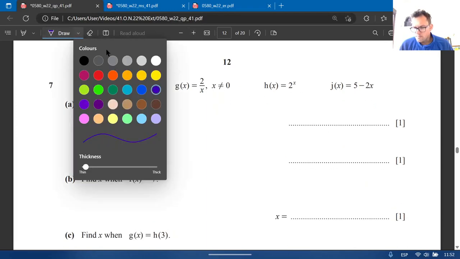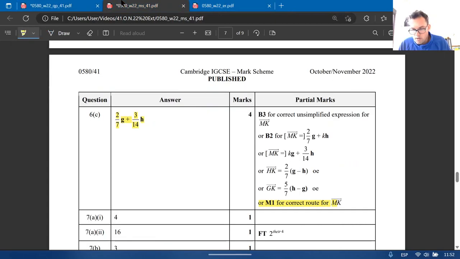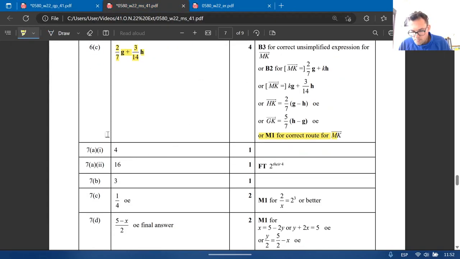Question 7. Functions. Alright, first one. Find g a half. So what we need to do is write down the function of g, and instead of x, we put a half. So what's 2 divided by a half? How many halves splits into 2? Answer, of course, being 4. Okay, check it with your calculator if you're not sure.